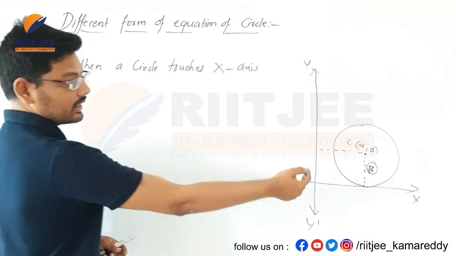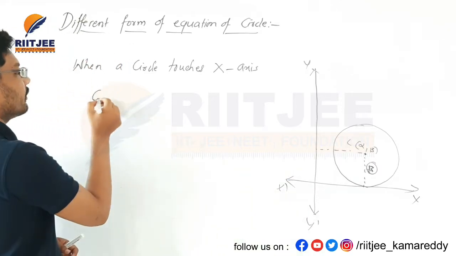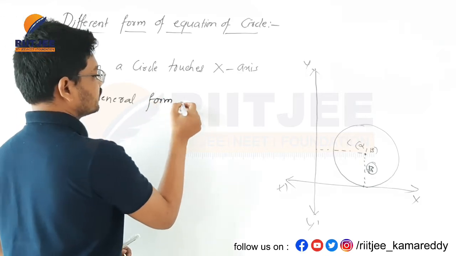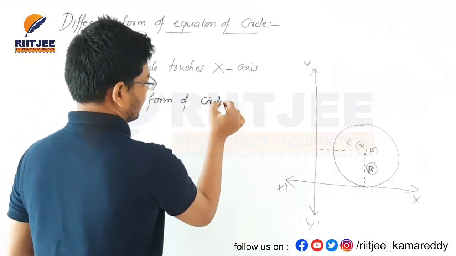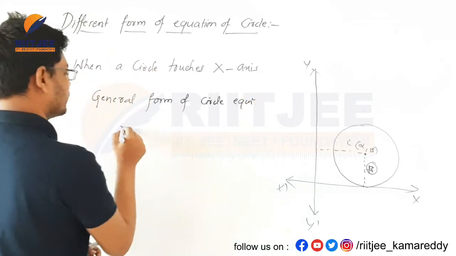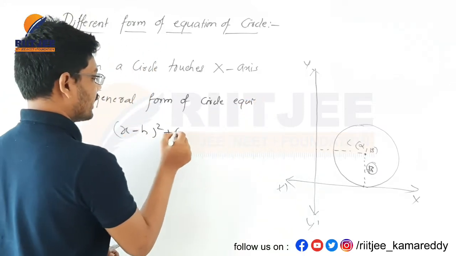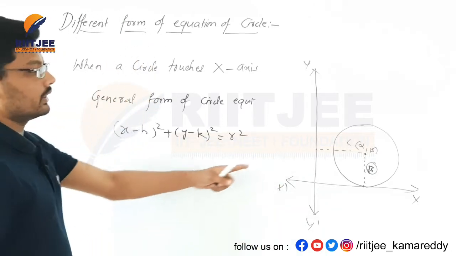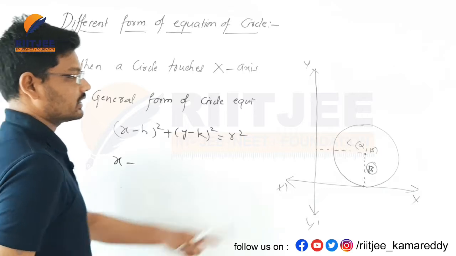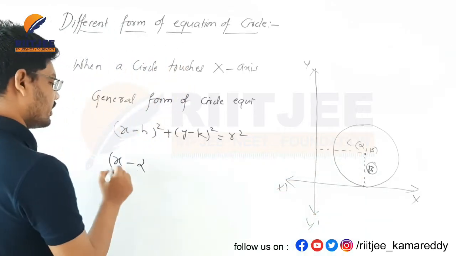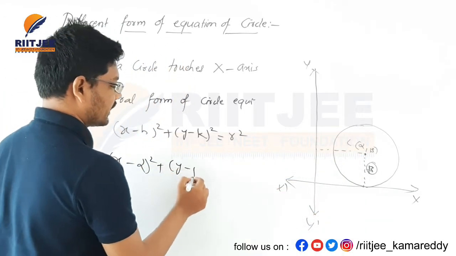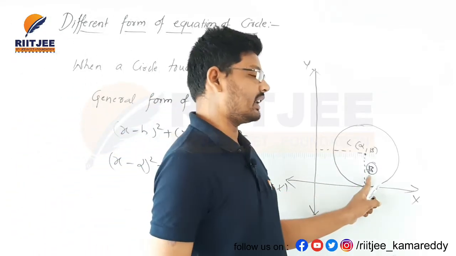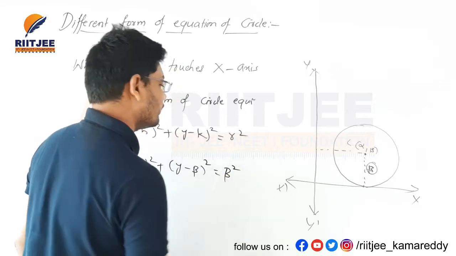The general form of the circle equation is (x − h) whole square plus (y − k) whole square is equal to r square. Here h is alpha, k is beta, and r is beta, so r square is beta square.